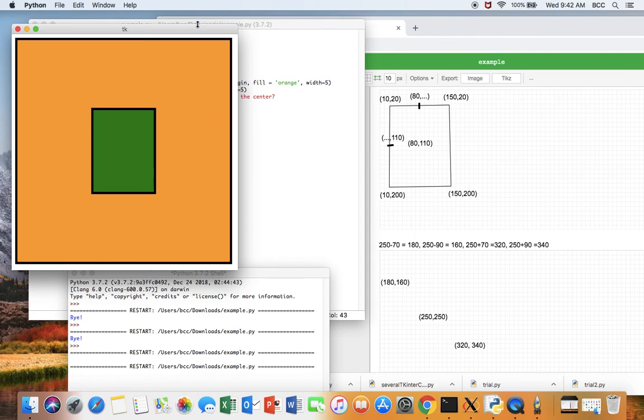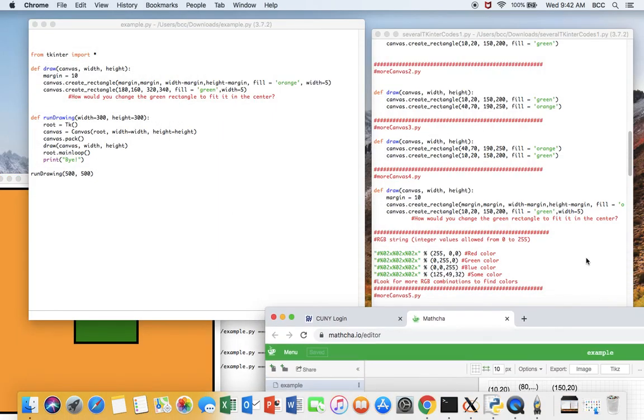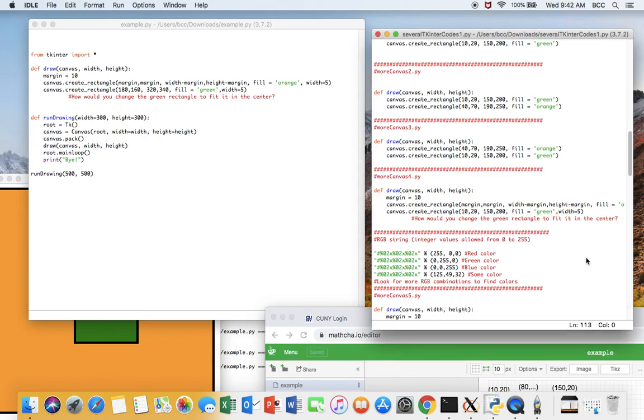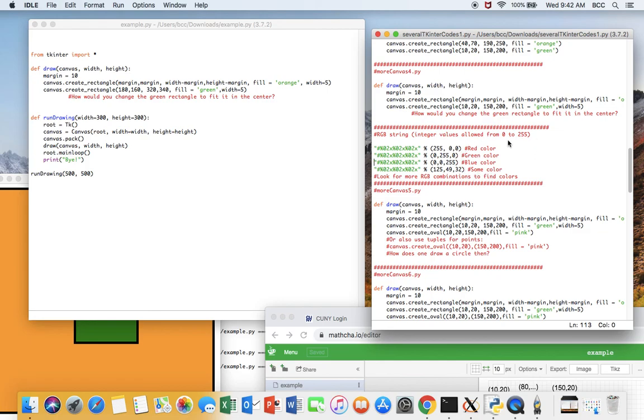Is this clear? So my suggestion to you is keep trying every one of these. Okay. Now next video, I will explain a little bit about RGB. Okay. So keep playing with canvas as much as possible.